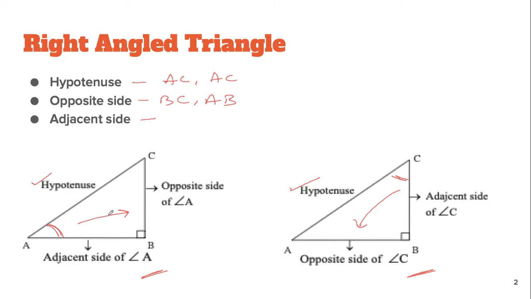Similarly, the third side, the remaining side, with respect to angle A, which is AB, we call the adjacent side because it is adjacent to angle A. But when we look at the triangle on the right hand side, the remaining side which is BC is the adjacent side. So depending on the angle that we are referring to, our adjacent side can be AB, it can be BC. This terminology we need to know to understand basic trigonometry.